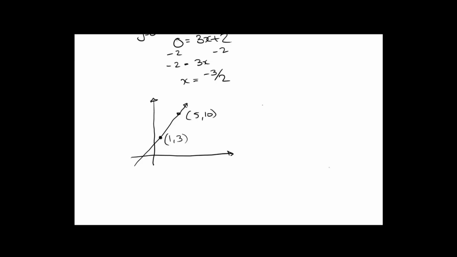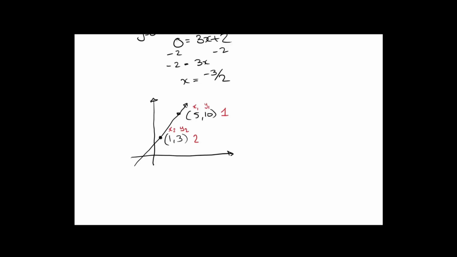For that one, the way I'm going to do it, I'm going to make this point 1 and that point 2. So this is the x that belongs to 1, this is the y that belongs to 1, this is the x that belongs to 2, and this is the y that belongs to 2.